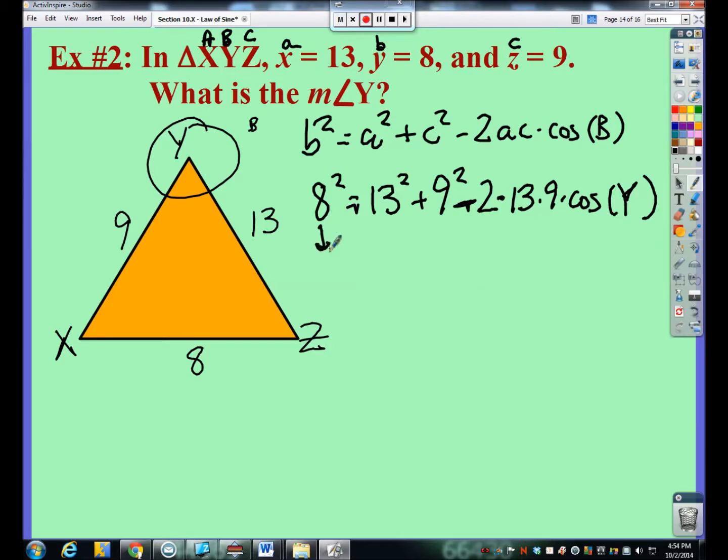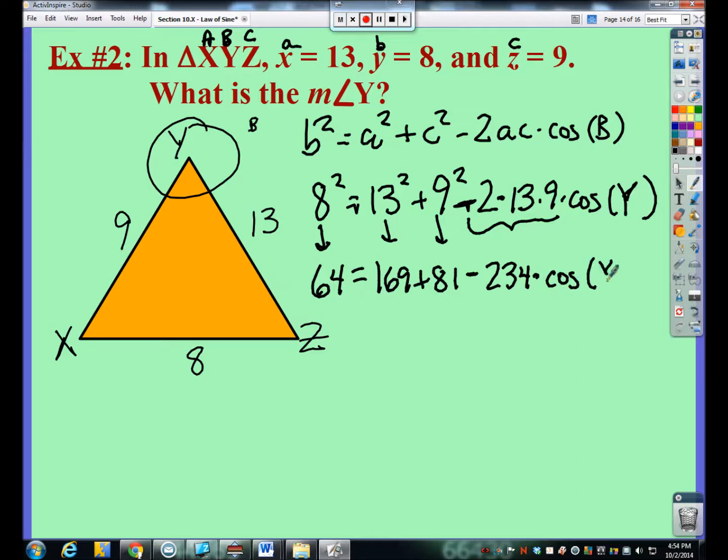So I've got a bunch of stuff to figure out here. Let's go ahead and figure out this. This is 64. This is 169. 9 squared is 81. Minus, what's 2 times 13 times 9? Oh, geez, we can multiply all that out. 2 times 13 times 9 is 234. Now, that's 234 times the cosine of angle y.